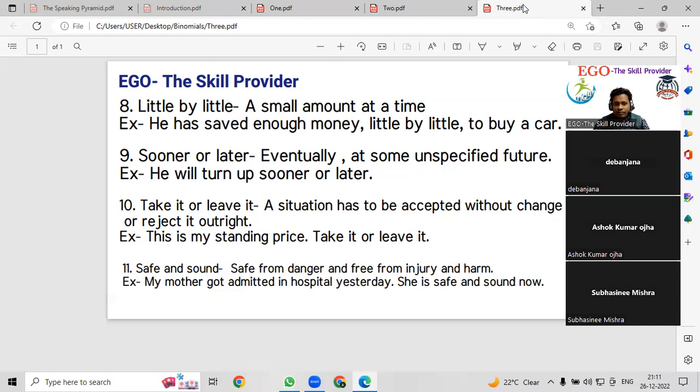Like I have given an example, my mother got admitted in hospital yesterday, he is safe and sound right now. Safe and sound is a word basically used whenever there is a tsunami, earthquake, any natural calamity. There is something called calamity, natural calamities on the earth. So at that time people call each other: are you okay? Yes, I am safe and sound. So how can you say I am safe? You can say safe and sound, meaning like the tsunami has passed or the earthquake has gone, but I am safe and sound, I am okay, I don't have any problems.